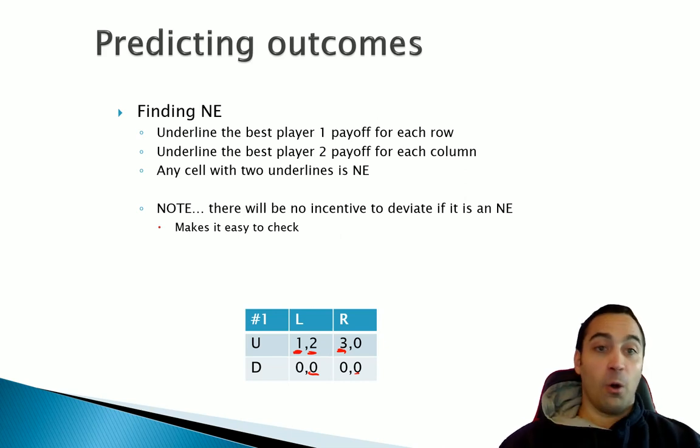You'll note only one cell has 2 underlines. That means that this is the Nash equilibrium. In this cell, both players are playing their best response. You'll note that this means there's no incentive for either player to deviate. So let's check. If we're here, does player 1 unilaterally want to deviate down? Well, 0 is worse than 1, so they're not going to go down. Next, does player 2 want to deviate right? Well, 0 is worse than 2, so they're not going to deviate right. That means this is a stable outcome. Therefore, we believe that this is a quote-unquote Nash equilibrium.